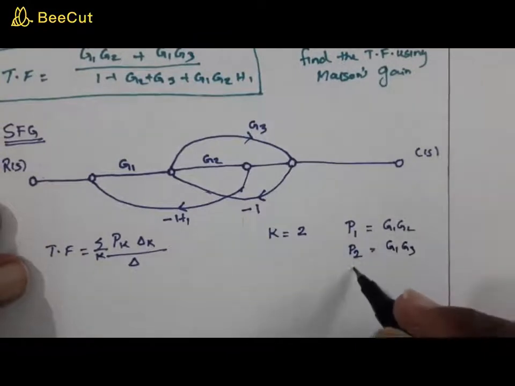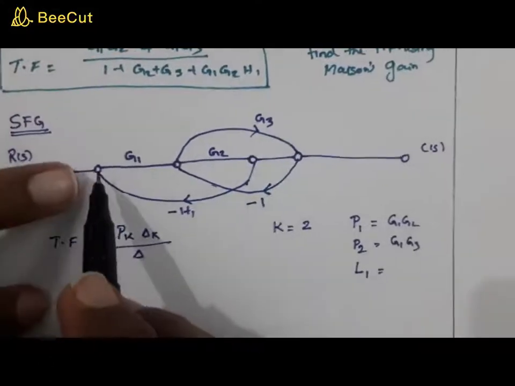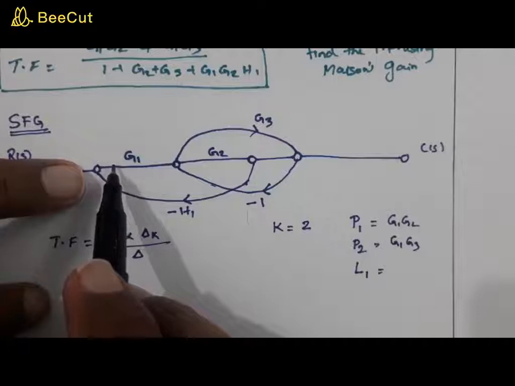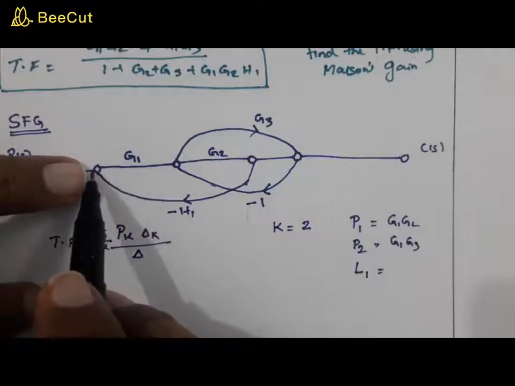Now coming to the loops, how do we find the loops? Call the first loop L1. Start from this point. Allow a signal to pass through this and see the paths by which the signal moves and comes back to this point.